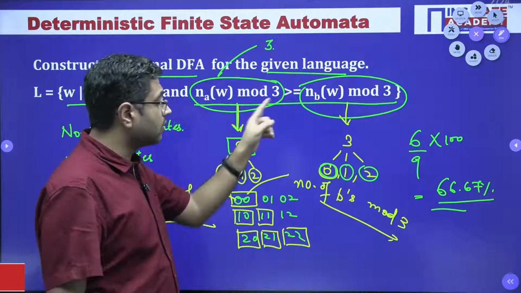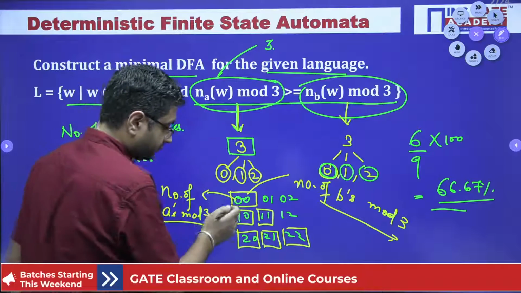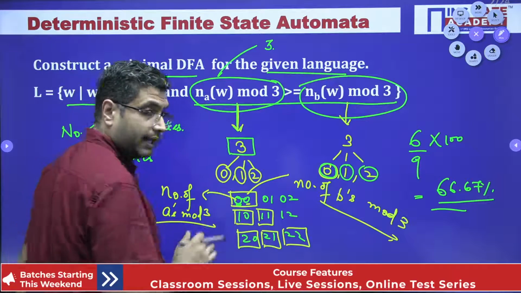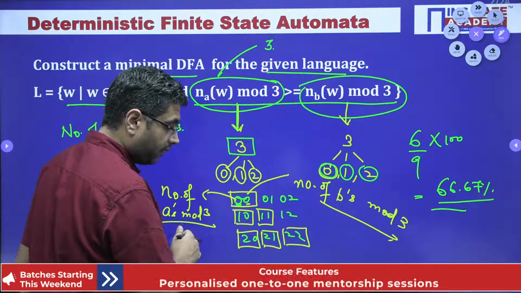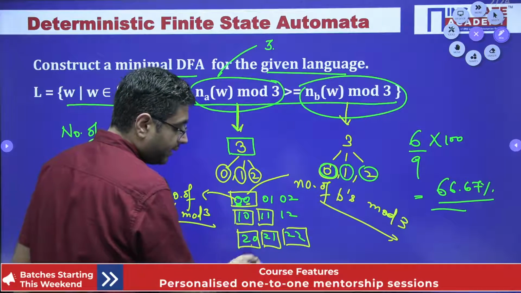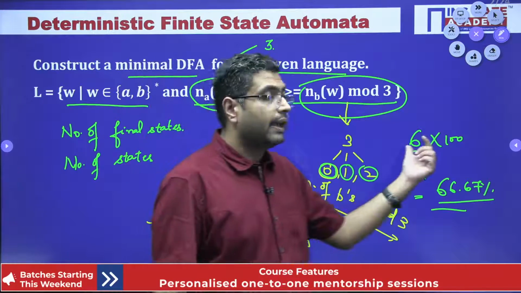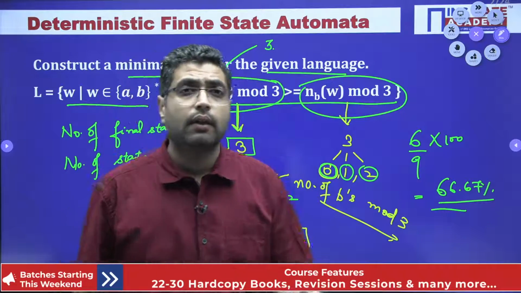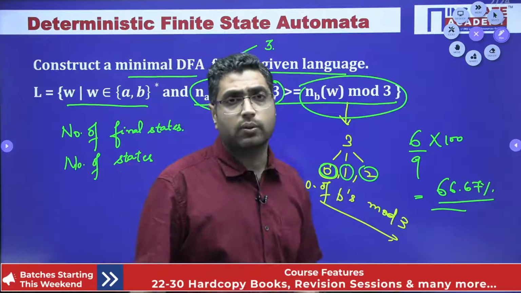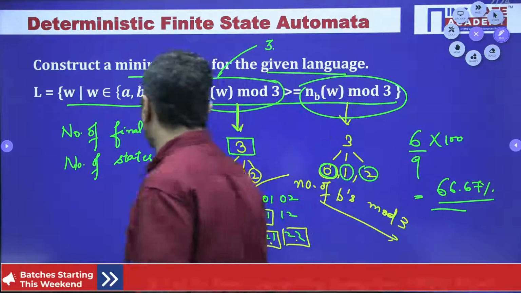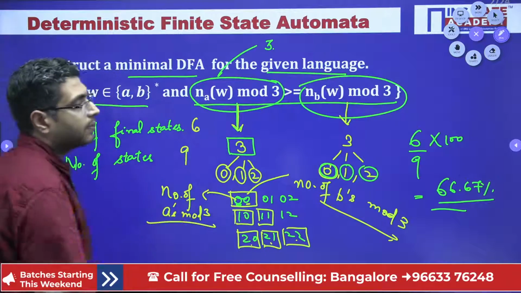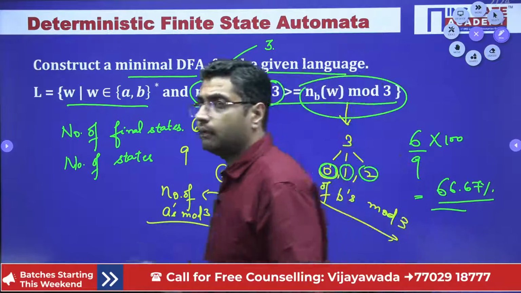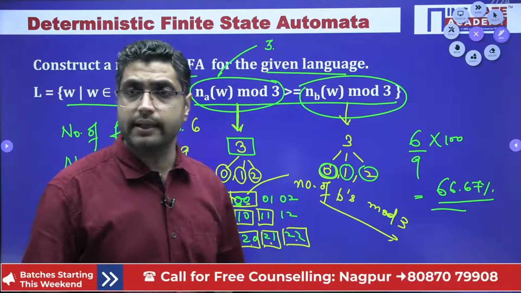Now, when it is greater than or equal to this: 0, 0, the number of A's is equal to the number of B's. 1, 0, again the number of A's is greater than the number of B's. Here it is equal, here it is greater, here it is greater, here it is equal. So 6 states are accepting out of the total 9 states. So what percentage of states are final? That is 66.667%, right? So this is basically what we have discussed in this example. This was the homework question for you guys, right?